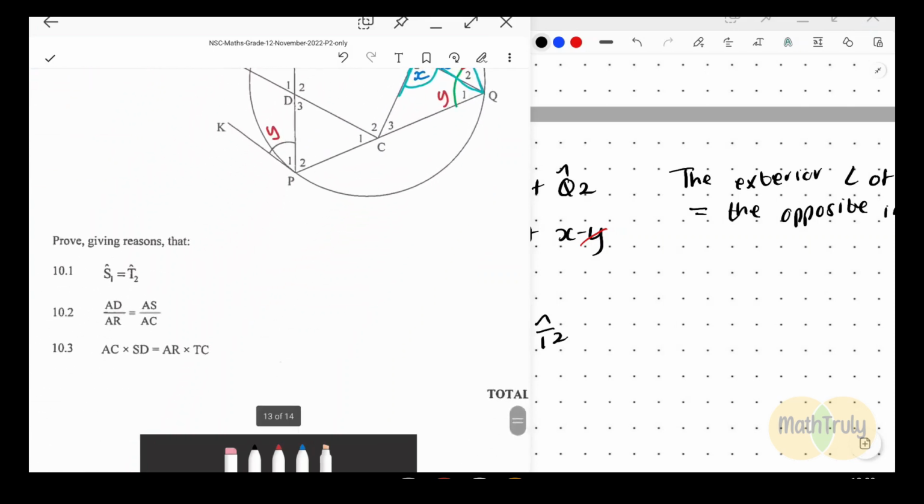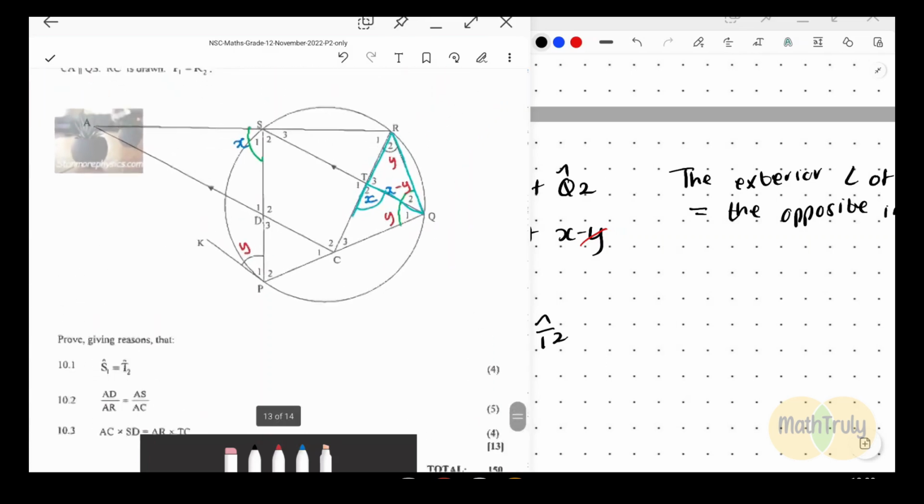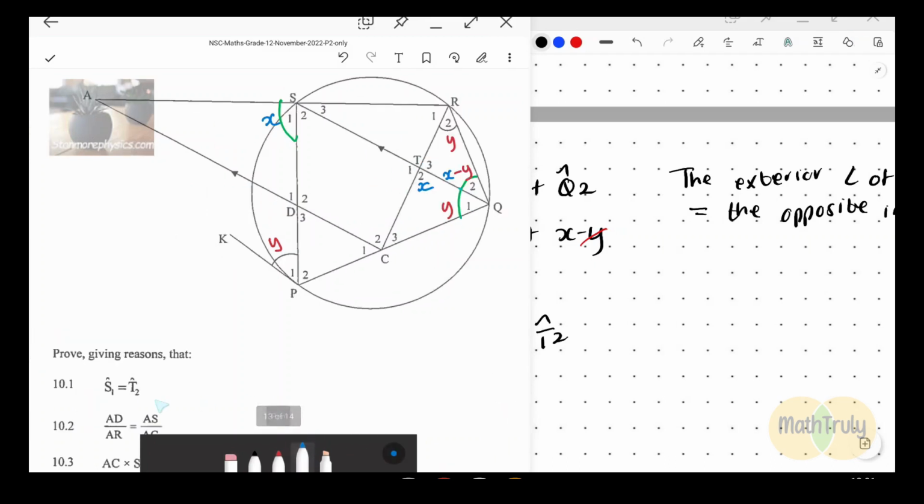So the next question is now 10.2. We need to prove, giving reasons, that AD over AR is equal to AS over AC. So first of all, mark these lines and find out where they are coming from. Are they coming from a triangle? Are they coming from the proportionality theorem, because we have parallel lines? Okay, so I'm just going to get rid of some lines here, like that triangle.